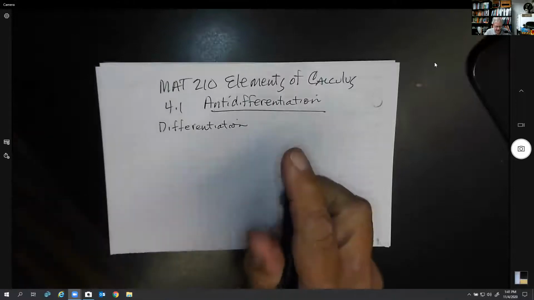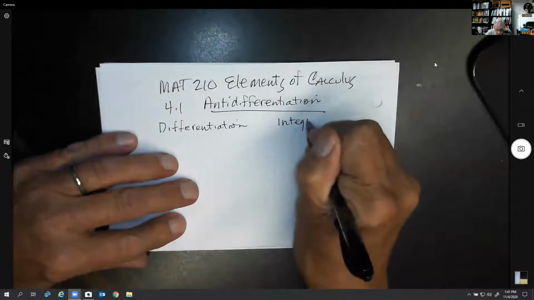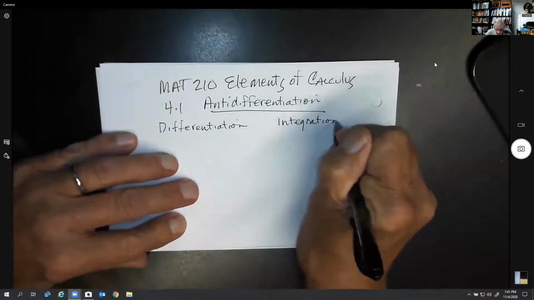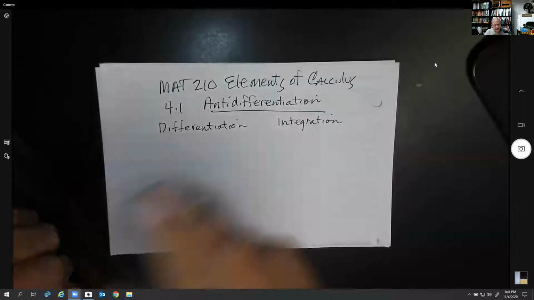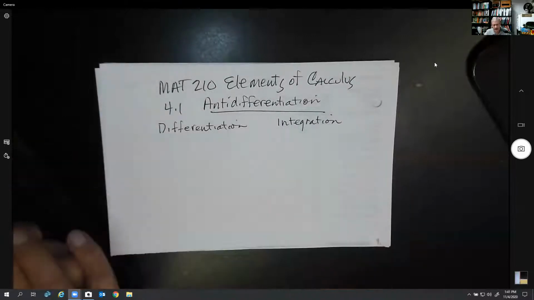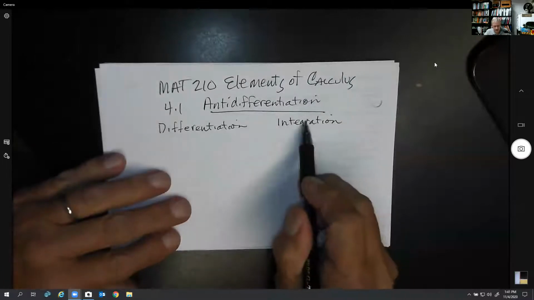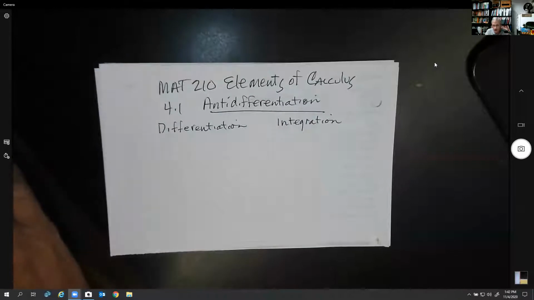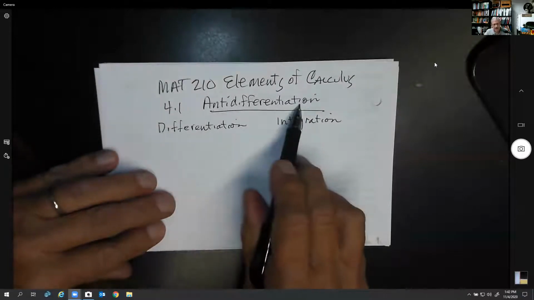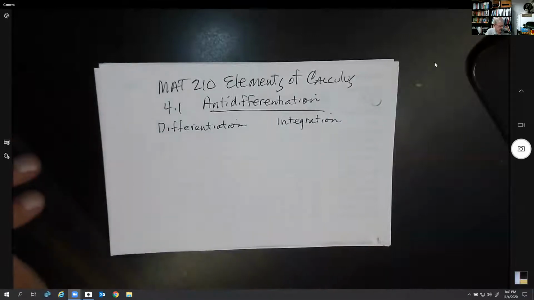The second is integration. Integration is solving word problems also a different way, and also finding areas and volumes and things like this. And one of the big parts of integration is anti-differentiation. So anti-differentiation, as the name would imply, is the reverse of differentiating.